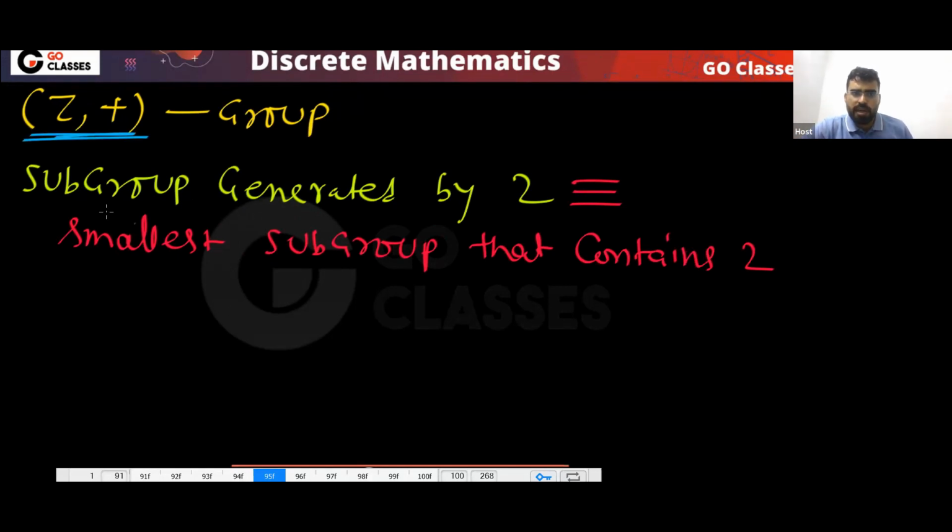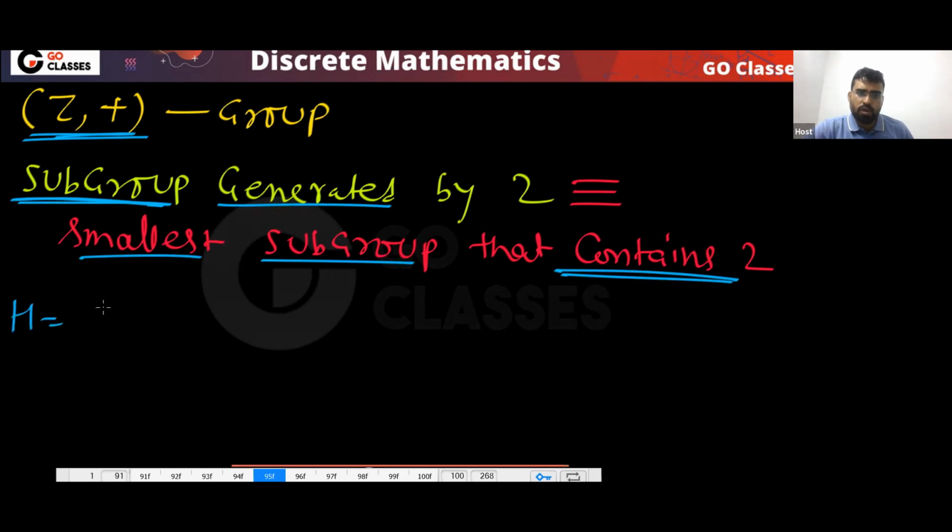This is your group, and I am asking for the subgroup generated by 2. What is the subgroup that is generated by 2? It means the smallest subgroup that contains 2. And this is the symbol we will use. This symbol means subgroup generated by 2. Okay? Yes or no?